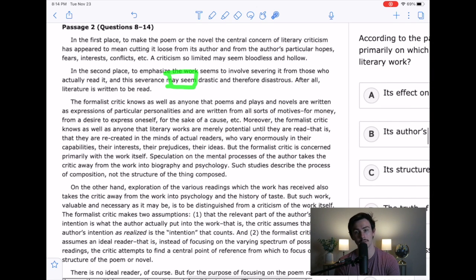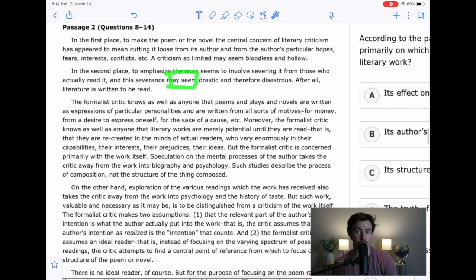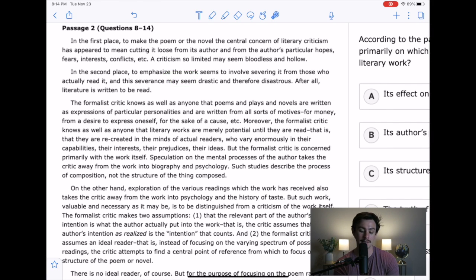Do you think that our author believes that this would be drastic and disastrous? Probably not, right? It may seem it, but it's not. "After all, literature is written to be read." Okay, this is the hardest part of the MCAT, for me anyways, is interpreting sarcasm. Right here, she's being sarcastic.